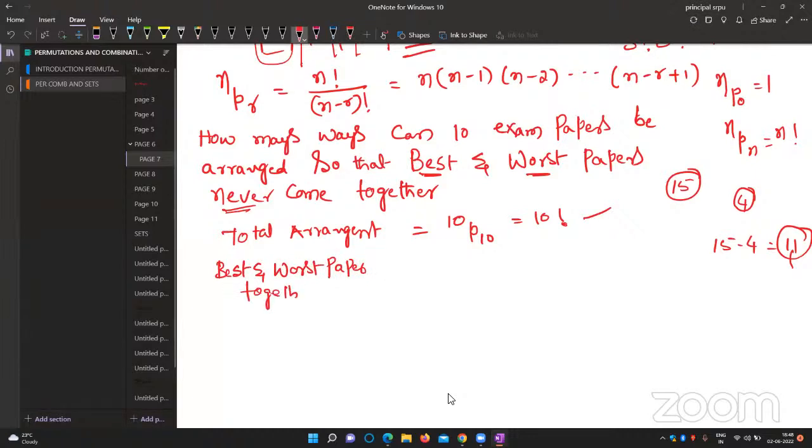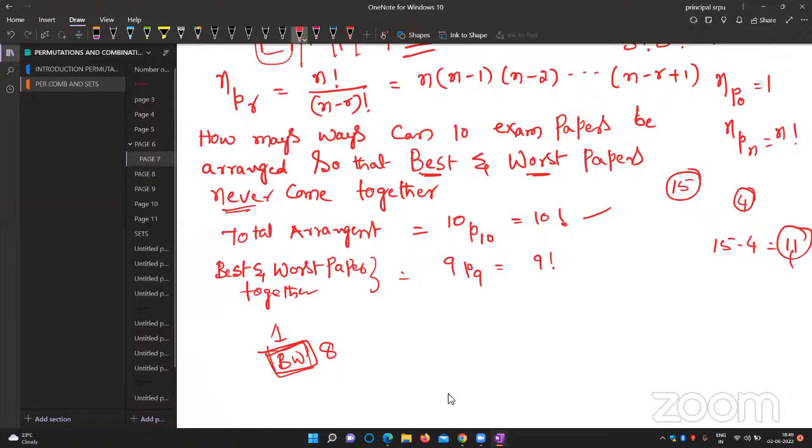Best and worst paper together I'll take now. Suppose best and worst I'll always keep together, I'll make it one pack. Then how many papers are there? These are 2. Then remaining are 8. This pack is always considered as one, wherever it goes, this parcel will go to one place only together. That is totally 9, so we have to arrange all 9 papers. That is equal to 9 factorial.